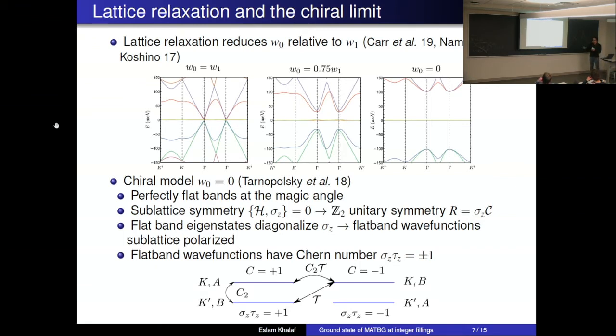So due to this topological nature of the bands, we'll find that this picture is a better way to understand the problem than attempting to write a real space tight binding model or Hubbard type model and trying to understand the physics.